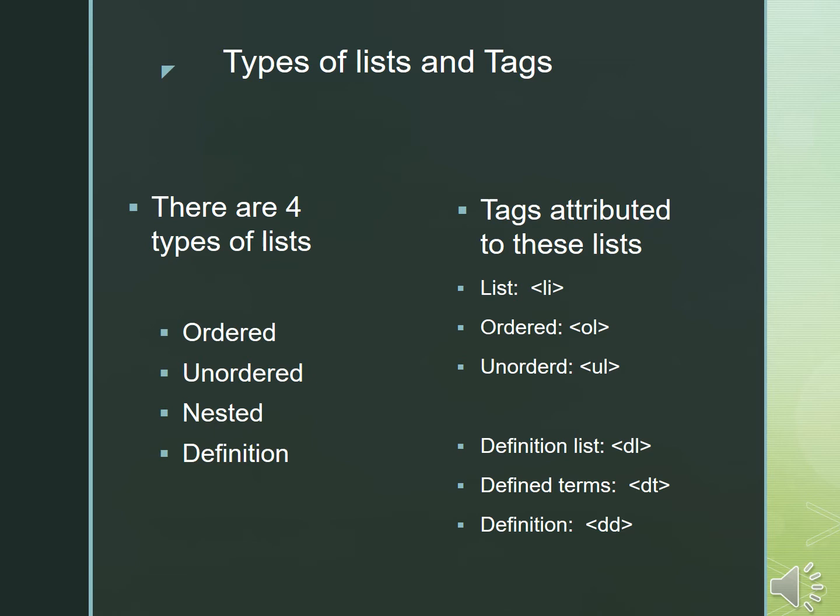Next is ordered list, which is the ol tag. Unordered list, ul tag. Then come to the next category, that is definition list. When you start with definition list, it is dl. When you give the term of definition, it is dt, and when you define it, it is dd tag.